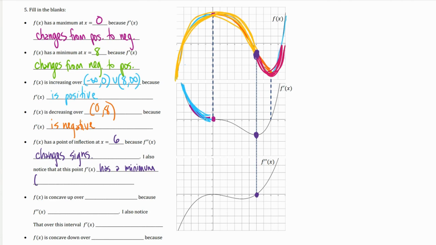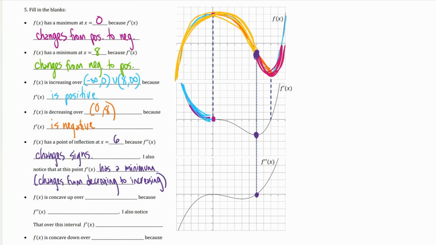And a minimum means changes from decreasing to increasing. So when f prime has a max or a min, f double prime is going to have a point. That means f of x is going to have a point of inflection.